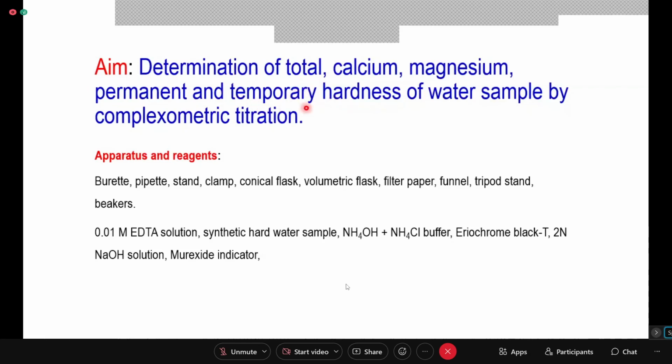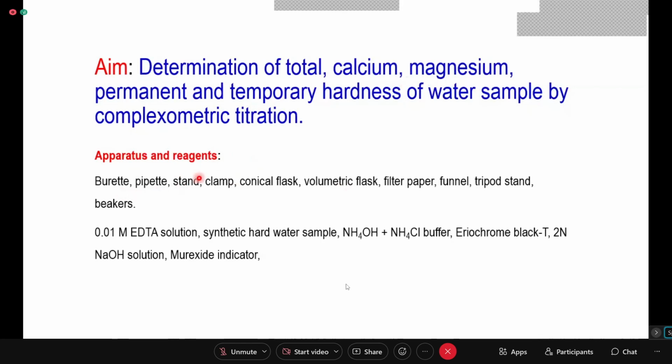Clear? Okay. So this is the basic concept, that there is only one hard water sample. In that one hard water sample, you have to determine the different types of hardness: total, calcium, magnesium, permanent, and temporary. Okay. Now, what are the apparatus and reagents required? Burette, pipette, stand, clamp, conical flask, volumetric flask.